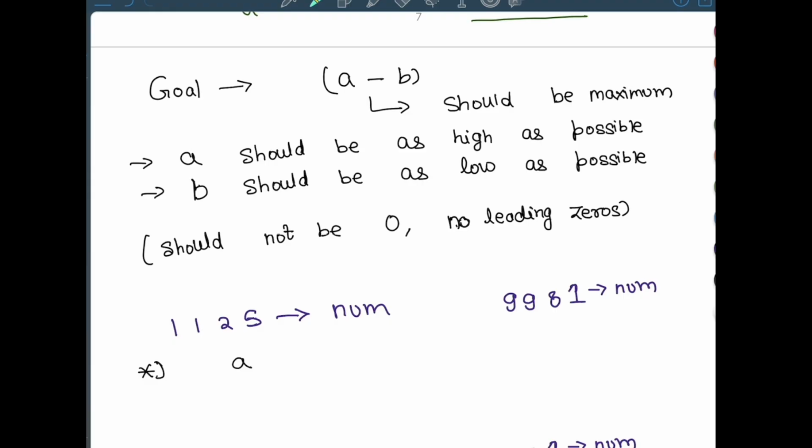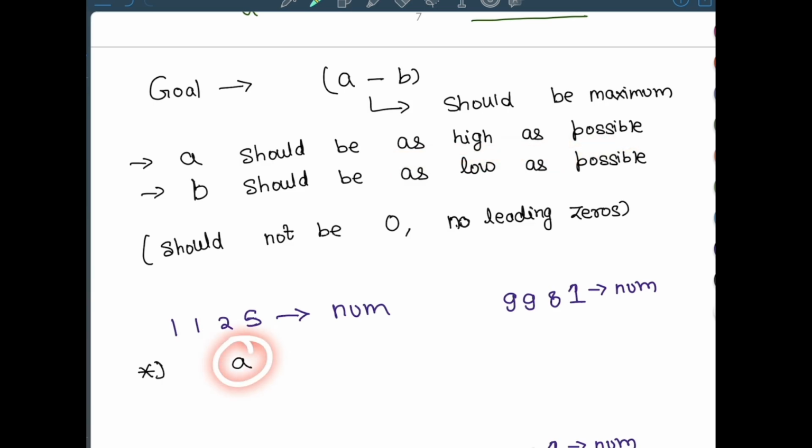You need to understand your goal first. Our goal is to create two numbers A and B, and the difference of A and B, A minus B, should be maximum, right? Now when is this maximum? This is going to be maximum when the value A is as high as possible and the value B is as low as possible. And we need to keep one point in our mind, that is, it should not be 0 and it should not have any leading zeros.